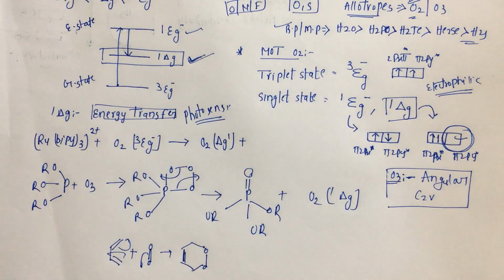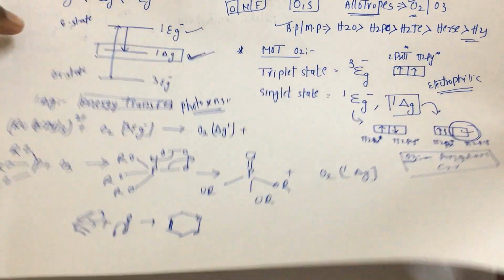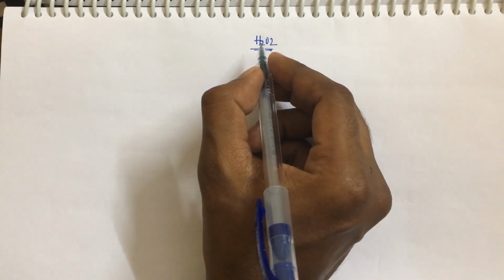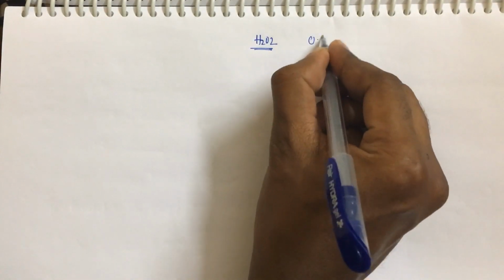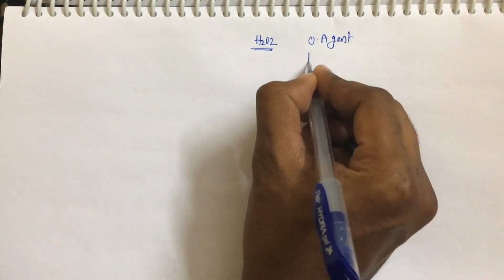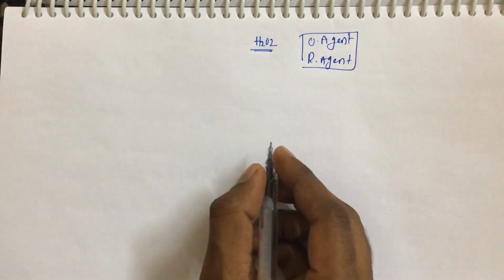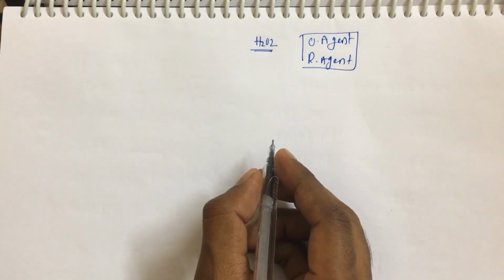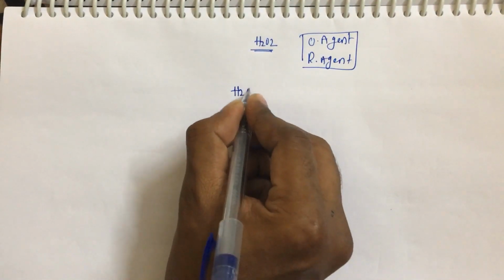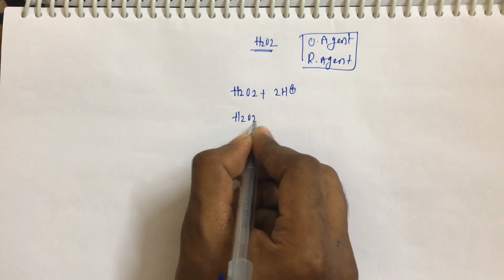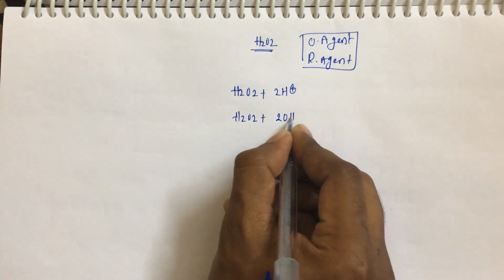And then about sulfur, only a few compounds are there, and those are important. Another important thing is hydrogen peroxide. Hydrogen peroxide can act as an oxidizing agent as well as a reducing agent, so these reactions are very, very important. In both cases we have H2O2 plus 2H+ in the acidic medium, and H2O2 plus 2OH minus in the basic medium.